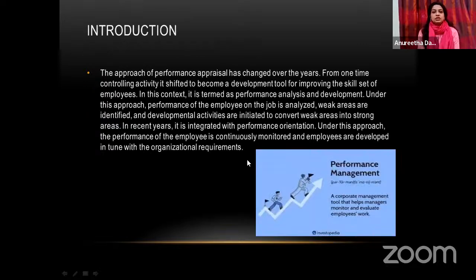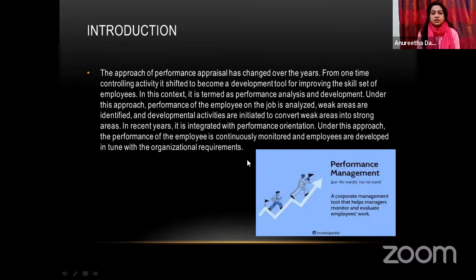So with the introduction, the approach of performance appraisal has changed over the years. From a one-time controlling activity, it shifted to become a development tool for improving the skill set of employees. In this context, it is termed performance analysis and development. Under this approach, the performance of the employee on the job is analyzed, weak areas are identified, and developmental activities are initiated to convert weak areas into strong areas.